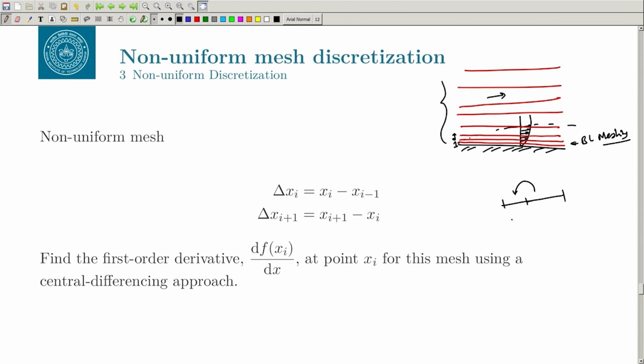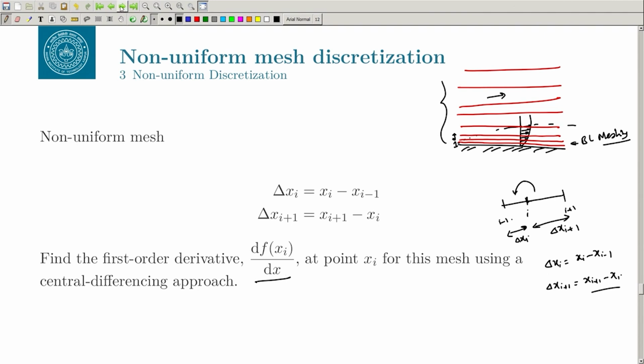So, if this is i, this is i plus 1, and this is i minus 1, you can call this delta x i, and this is delta x i plus 1, and similarly delta x i plus 2 will be different, delta x i plus 3 will be different. So, delta x i is equal to x i minus x i minus 1, and delta x i plus 1 will be x i plus 1 minus x i. And the task is to find this gradient at point i.